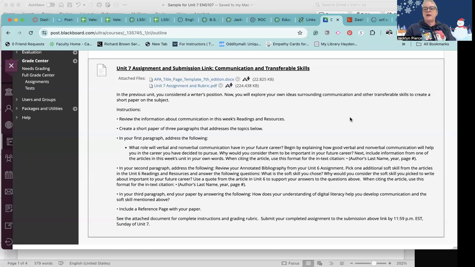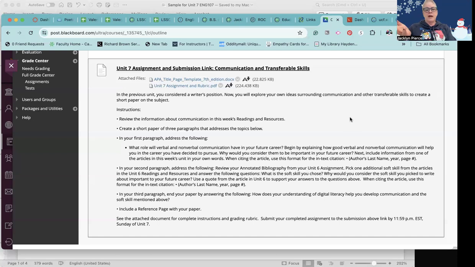Next, include information from one of the articles in this week's unit in your own words. So you're being asked not to give a direct quote from it, but to put one of the concepts into your own words. We call that, of course, paraphrasing.